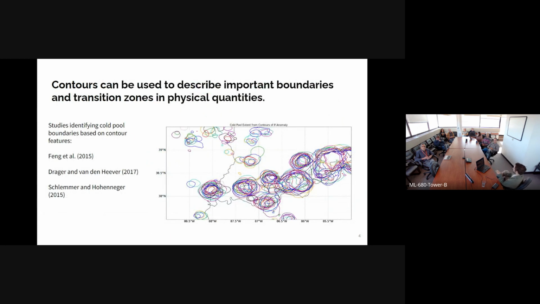A specific sub-problem or sub-use for contours that we're going to be focusing on is this idea of using contours to describe important boundaries or transition zones in physical quantities. What I've done here is list just a few papers from recent years that use contours, not only in the sense of rendering on a map where a cold pool is, but actually defining cold pools in whatever analysis they are carrying out in terms of the contours of some underlying feature, generally either a potential temperature anomaly from a mean state or some contours of buoyancy or some measure of buoyancy near the surface. And for problems like this, the thing that we're pursuing is having something more quantitative that we can say when the features that we're investigating are specifically defined or well described by contour features.